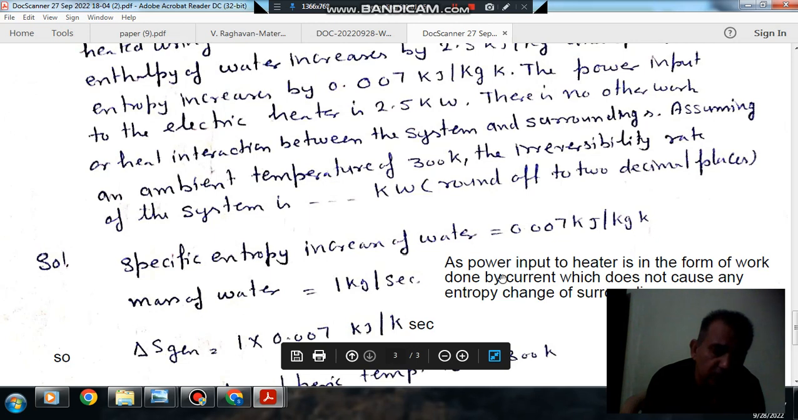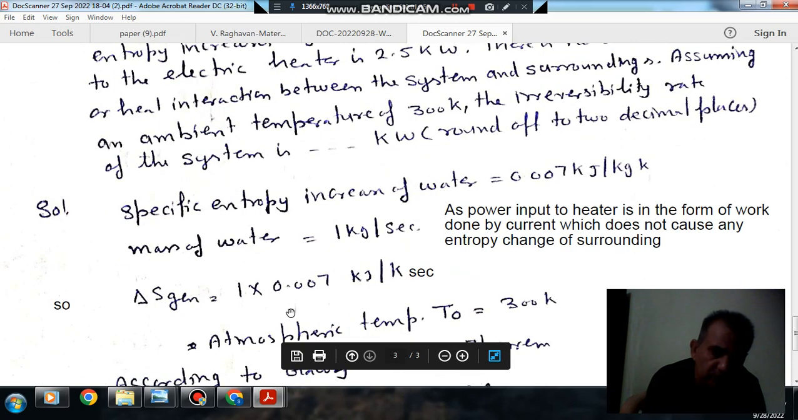The specific entropy change of the system is mass of system into specific entropy, that is 1 into 0.007 kilojoule per kilogram per Kelvin. So entropy generation is this. Or we can say the entropy change of universe is entropy change of system plus entropy change of surrounding, and this is the entropy change of system, and for surrounding there is no entropy change. So entropy generation, or entropy change of universe, is this.